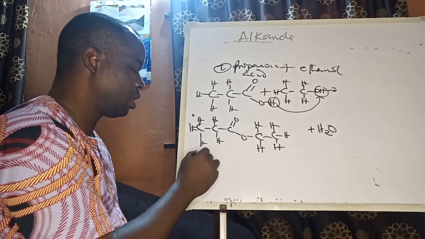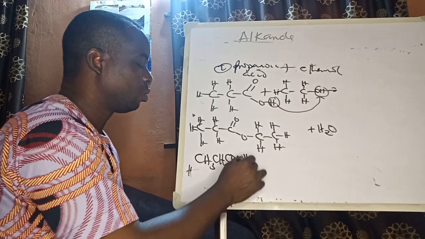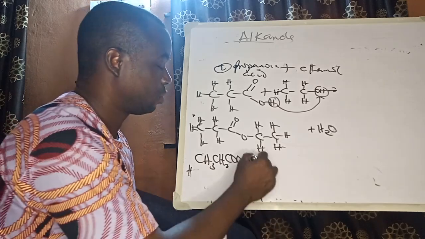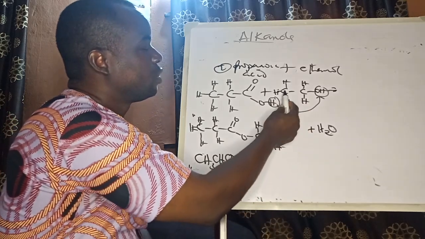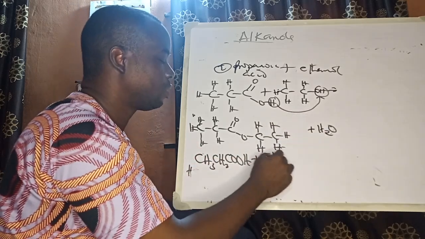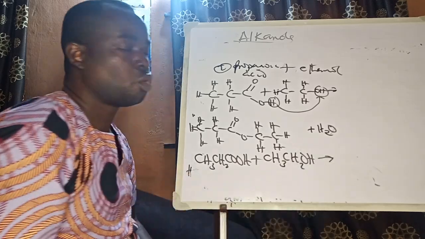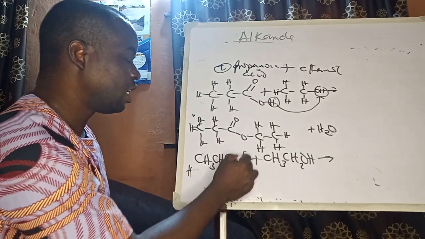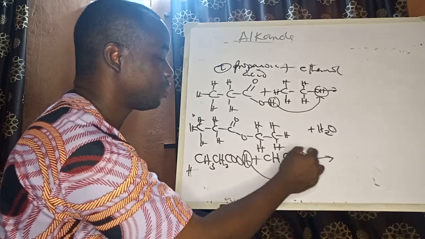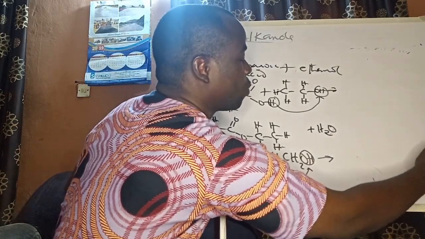I'll write it this way: CH3, CH2, COOH. Now let's summarize this one. CH3, CH2OH. So we repeat that same thing we did now. This H marries this OH. And then we have water.